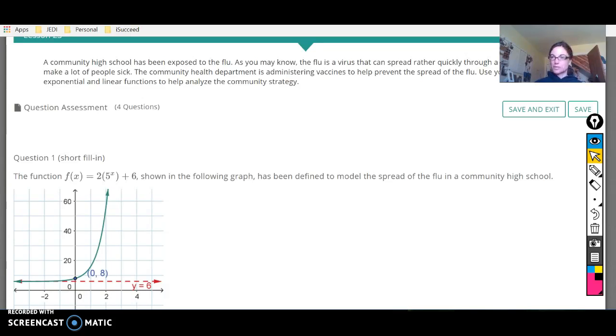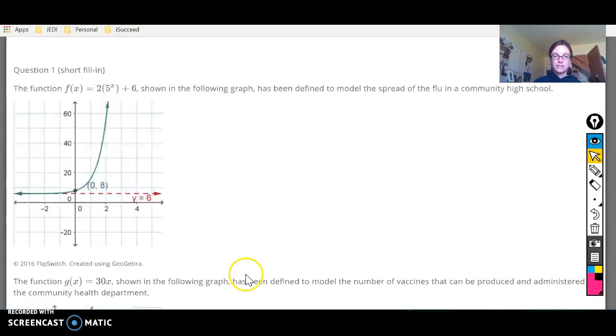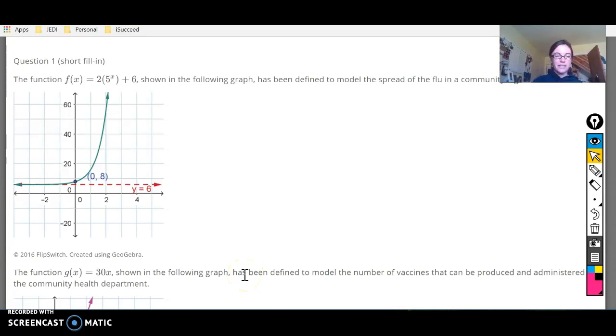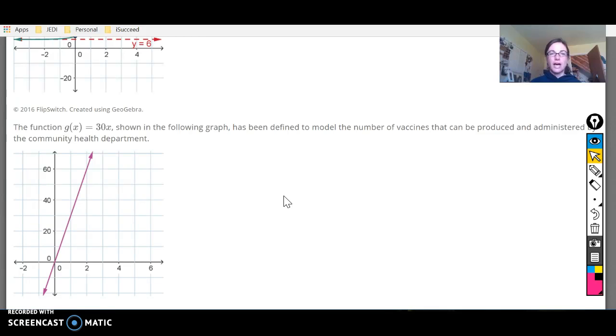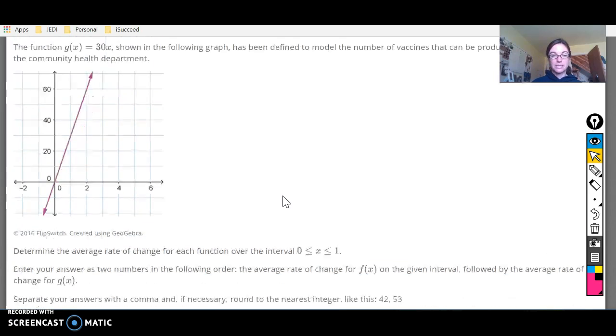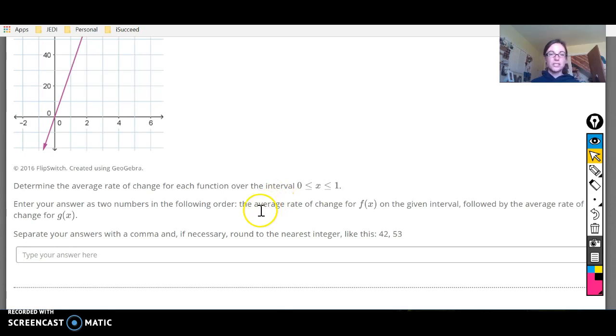So the first question, we're going to go back to that original function where f of x is 2 times 5 to the x plus 6, and this is the graph of that. The function g of x equals 30 times x, and that's shown in this graph below. It has been defined to model the number of vaccines that can be produced and administered by the community health department. So we want to determine the rate of change for each function over the interval 0 is less than or equal to x, which is less than or equal to 1.